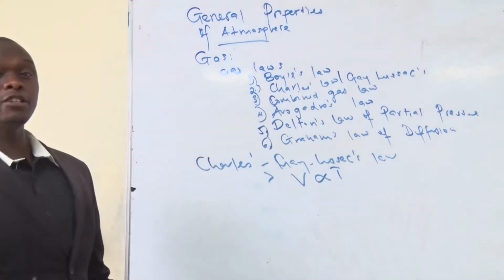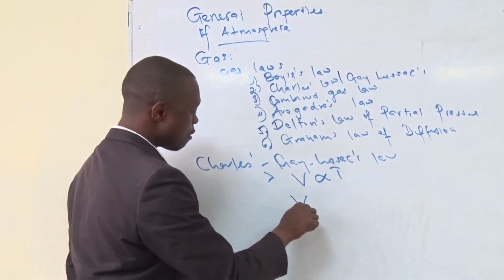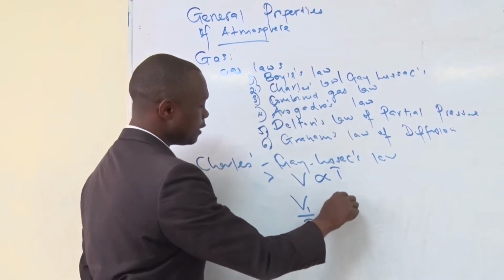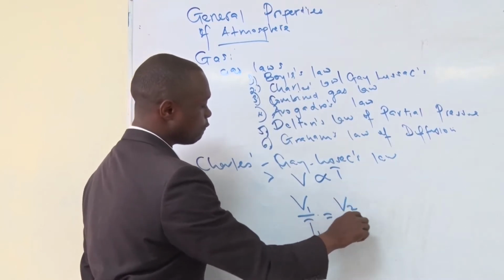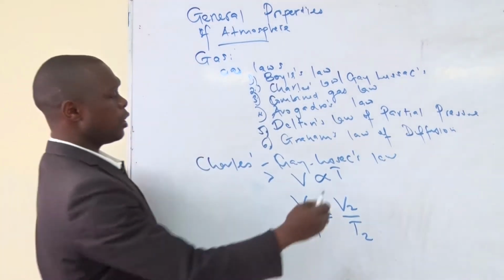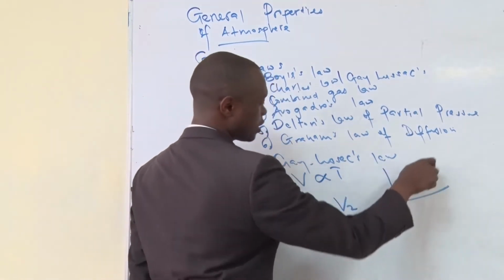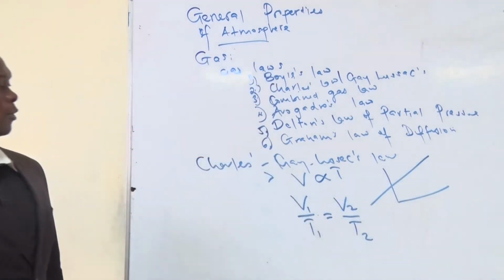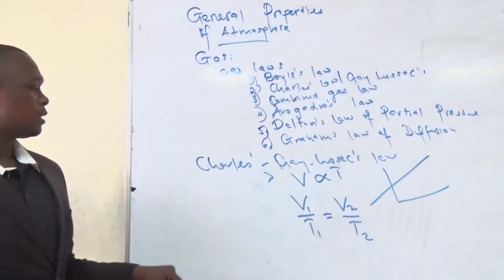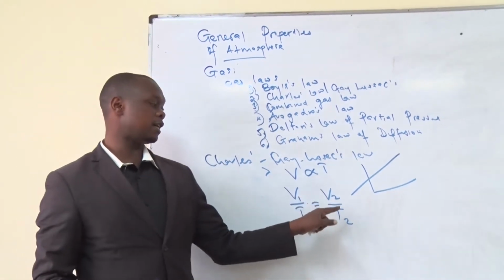Now, when we describe it numerically, we say that V1 over T1 is equal to V2 over T2. When we describe this with a graph, we get a straight line, because we are equating volume with absolute temperature. And in expressing this, we find that V1 over T1 is equal to V2 over T2.